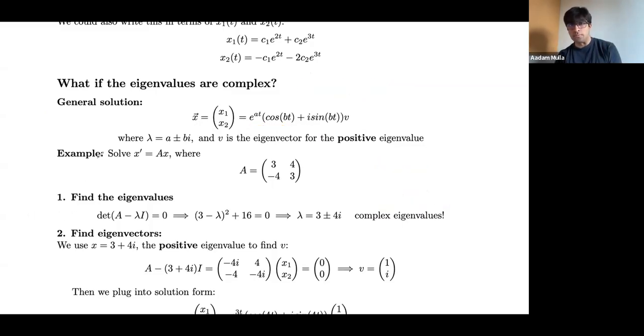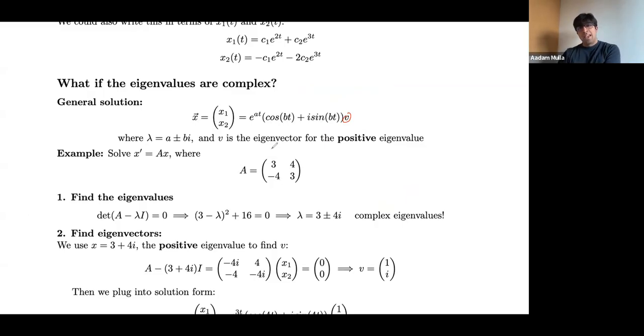So you don't really need to know in detail where it comes from. It's just a bunch of algebra. But here's the general solution. Now you may be wondering, wait, there's only one eigenvector here. And yes, that's because we take the eigenvector for the positive eigenvalue only. Okay, so let's do an example.